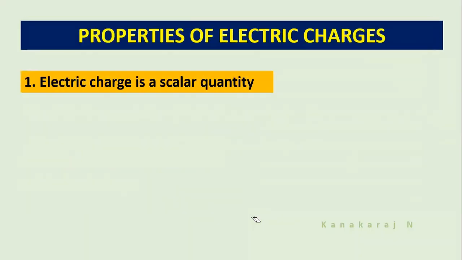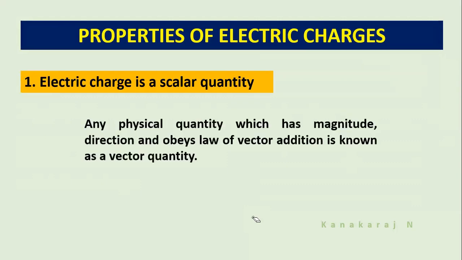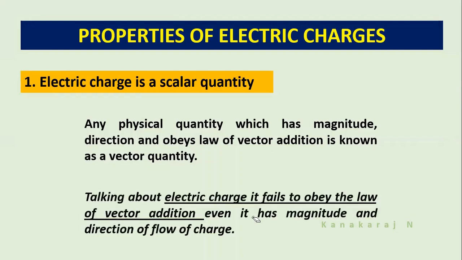What are the various properties of electric charge? The first is that electric charge is a scalar quantity. It has a plus and minus sign, but this sign does not represent any direction. Any physical quantity which has a magnitude and direction and obeys the laws of vector addition is known as a vector quantity. For defining a vector quantity, only one condition is needed: that the physical quantity must obey the law of vector addition. But electric charges never obey the law of vector addition, so they are called scalar quantities.